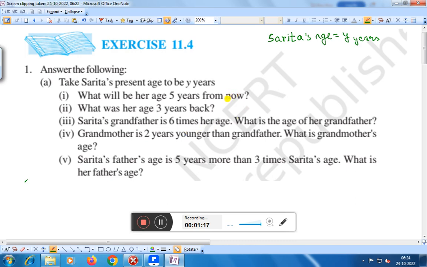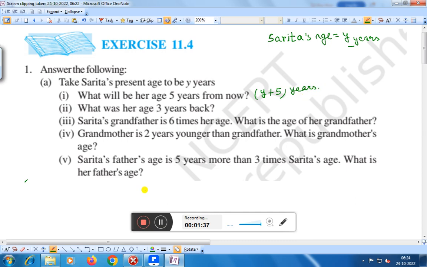Therefore, 5 years from now, that means it will be y plus 5 years. Why? Because Sarita's present age is y years. Right. Therefore, after 5 years, her age will be y plus 5 years.